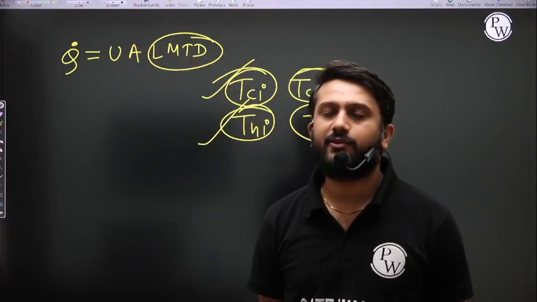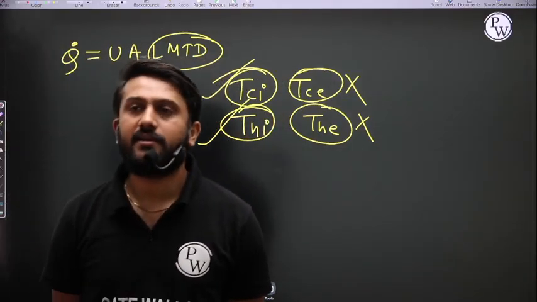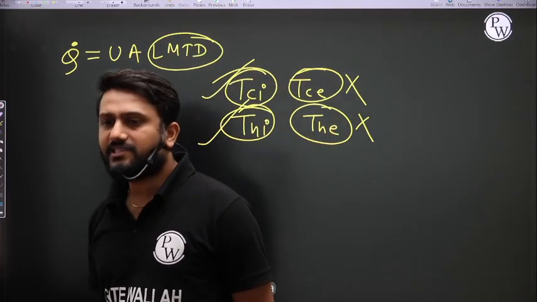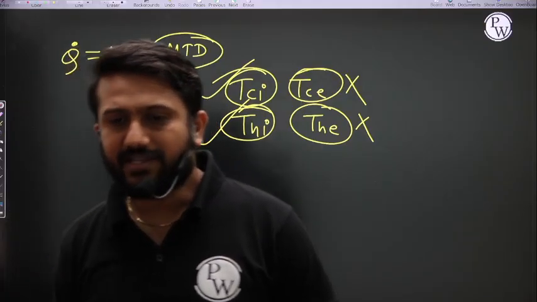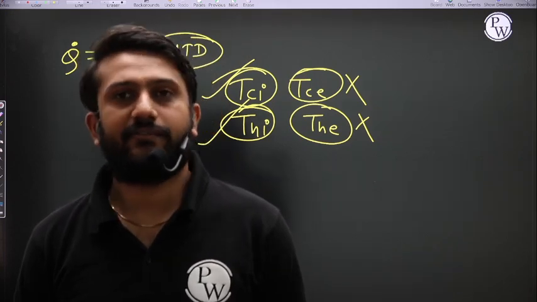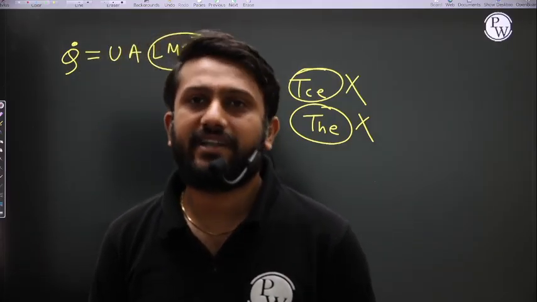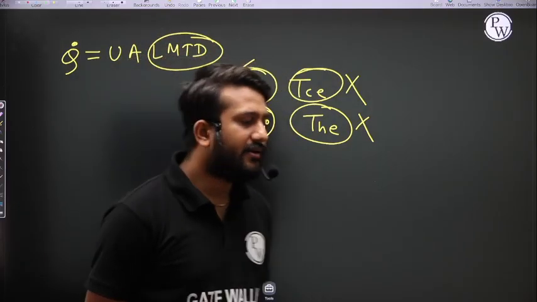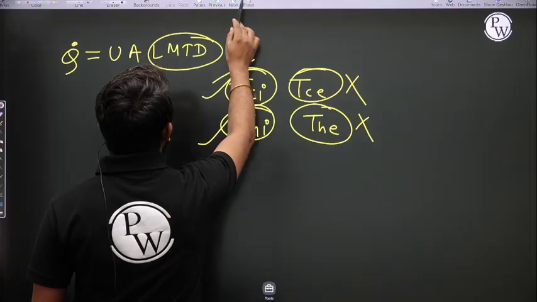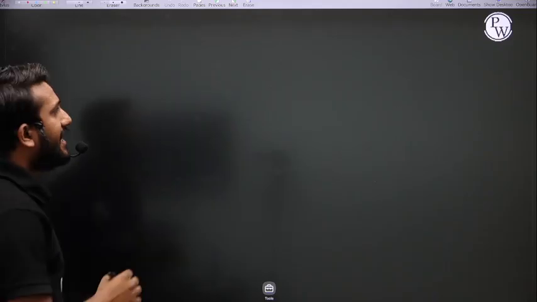And there is another way, use the effectiveness NTU method. That's why the effectiveness NTU method comes into the picture. So please try to understand, the effectiveness NTU method is used when the exit temperature of any fluid is not given. We already studied the effectiveness, right? Now let's start our discussion on the effectiveness NTU method.